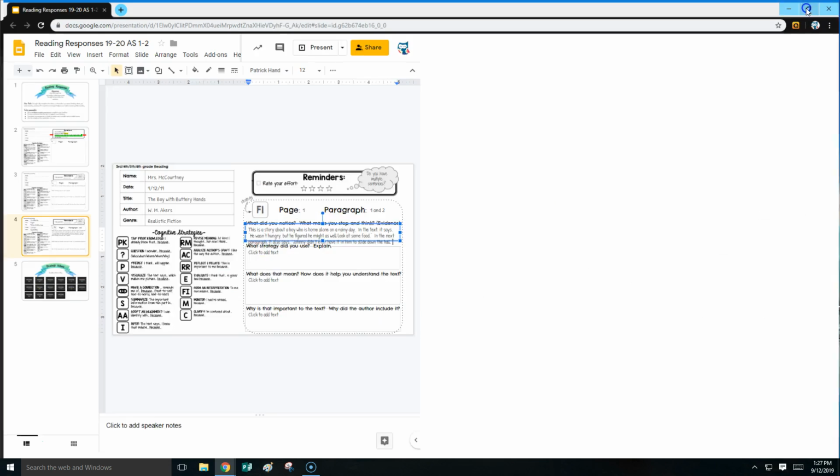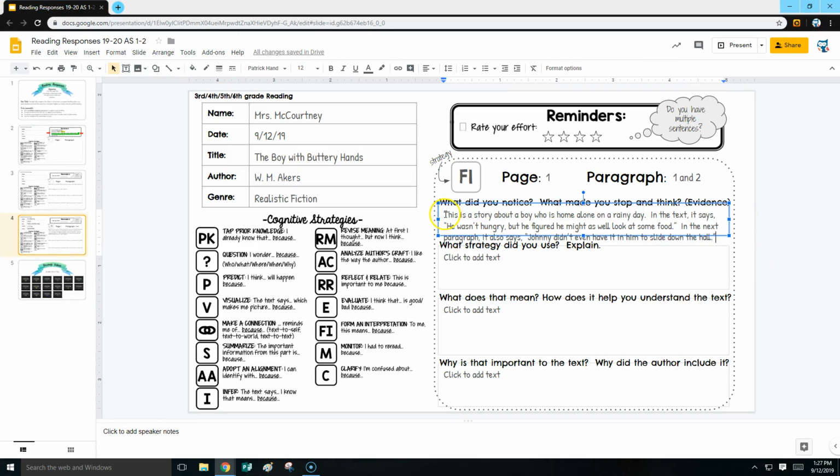Okay, so I'm going to go ahead and zoom in over here. I see that I'm running out of room, so I'm actually going to make this smaller.